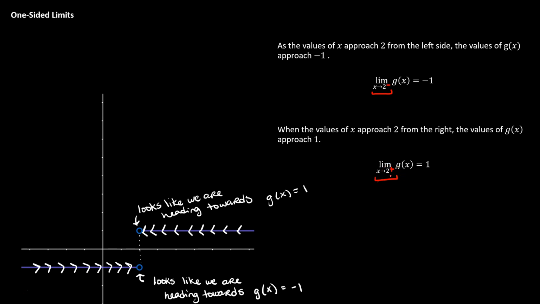Now before, when we wrote these limit notations, we didn't have the plus or the minus. So the absence of a plus or a minus tells you that we're looking at the limit from both sides. But if we do have a plus or a minus, then we're looking at a limit from one side.